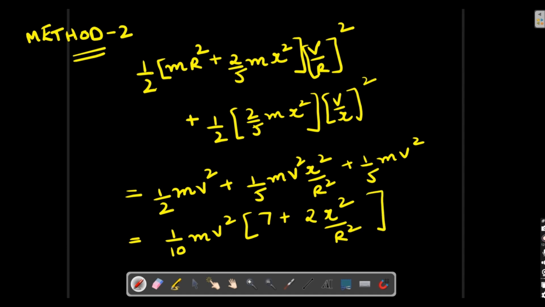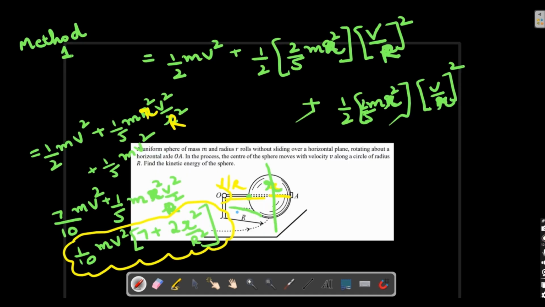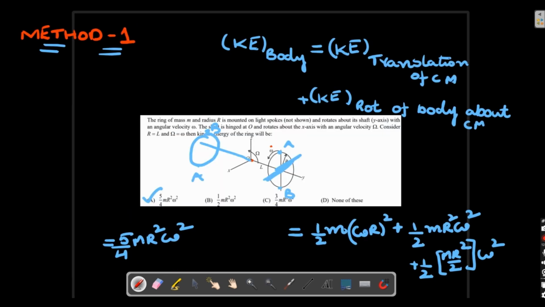Let me tell you what I did in this particular process. In method 1, I considered due to translation and due to rotation. Due to translation, that will be half m v square. That is simple, right? That I took as omega into L, like sigma into L. That is nothing but in this case, sigma is equal to omega and r is equal to L.